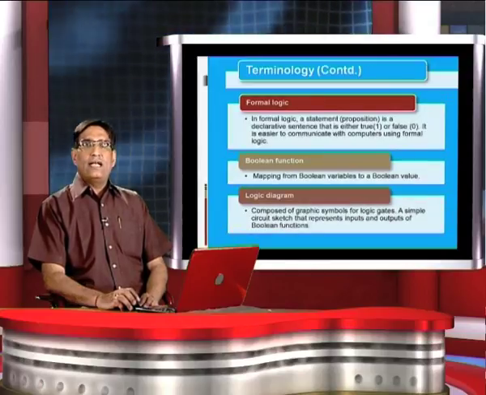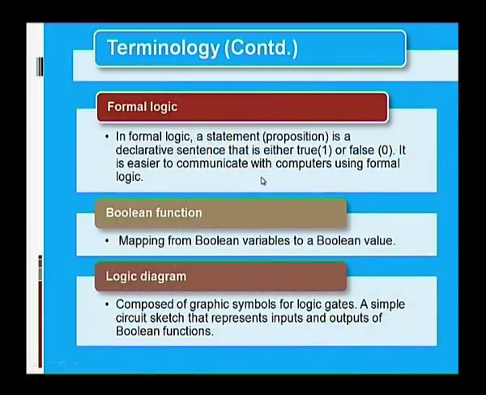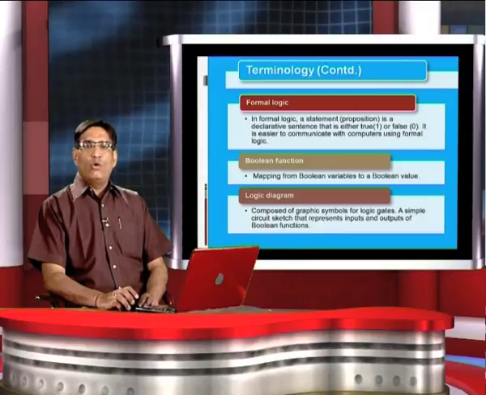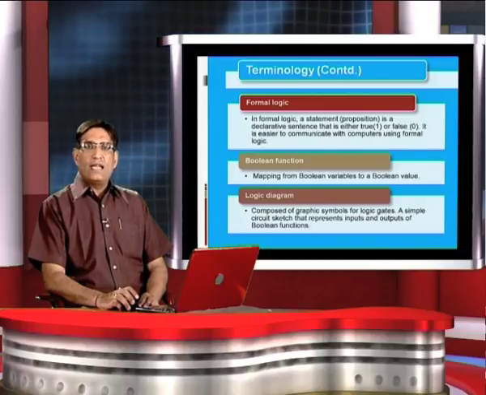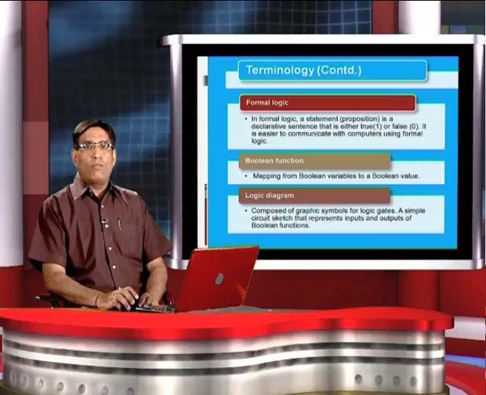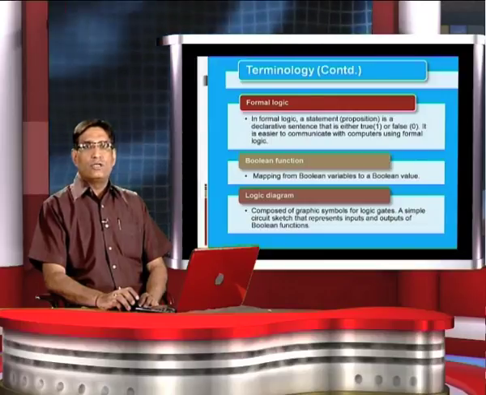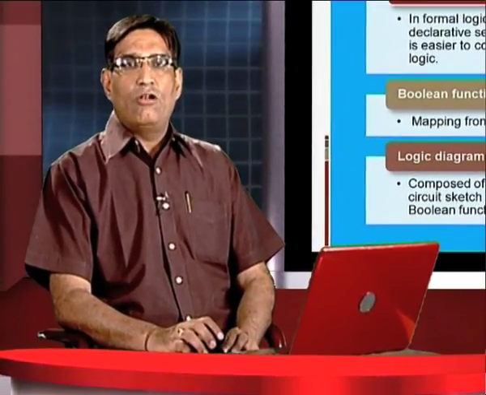Now let us understand what is formal logic. We say that in formal logic a statement, also termed a proposition, is a declarative sentence which is either true, that is 1, or false, that is 0. It is easier to communicate with computers using formal logic. That means a computer is a binary machine which can understand only two values, that is 0 or 1. Suppose we want to compute certain statements, then we define them in a formal logic form where the statement output will be either 0 or 1, or in other words true or false. Then we say it is nothing but a formal representation of a statement in logical form.